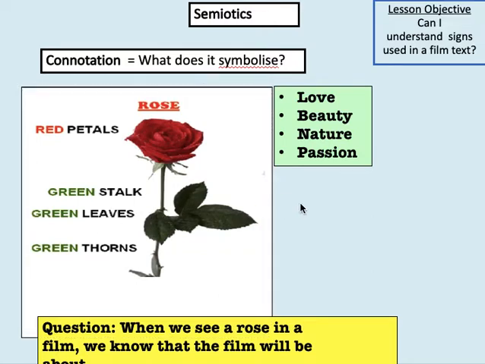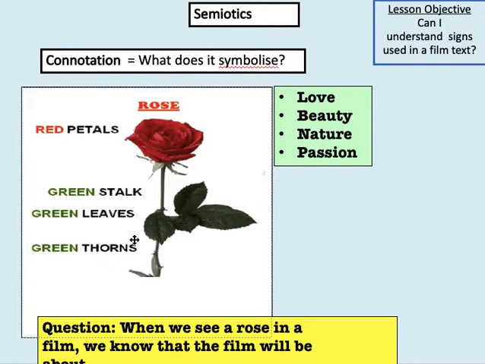Well, normally when we see someone with a red rose in their hand in a film, it makes us think of certain things, doesn't it? It makes us think of Valentine's Day and love and beauty and nature and passion and romance. And we typically see this type of sign, a rose, in a romantic drama or a romantic comedy. When we see a rose in a film, we kind of know that there's probably someone in love in the film.